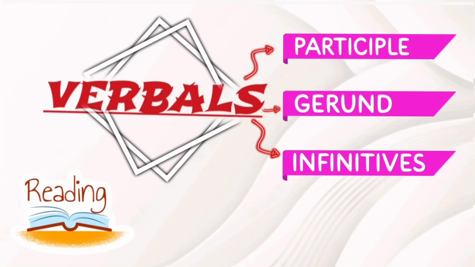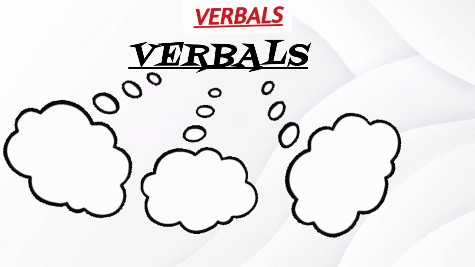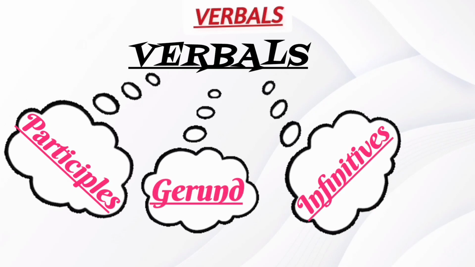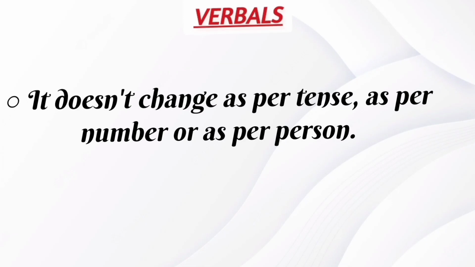So as we already know what a verb is, now let's learn something about a verbal. A verbal is a form of a verb used as an adjective, adverb or noun. So there are three types of verbals. They are participles, gerunds and infinitives. Verbals don't change as per tense, as per number or as per person.